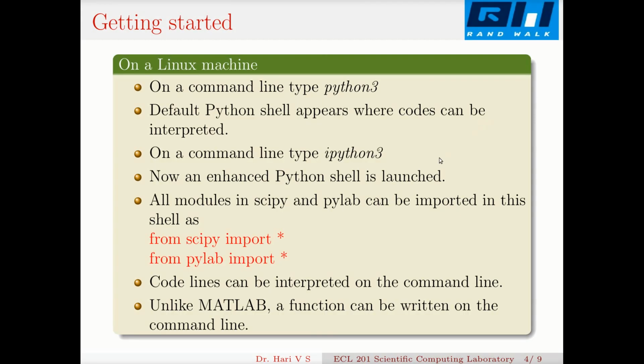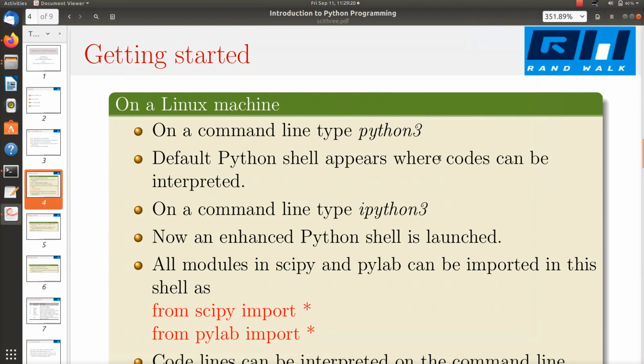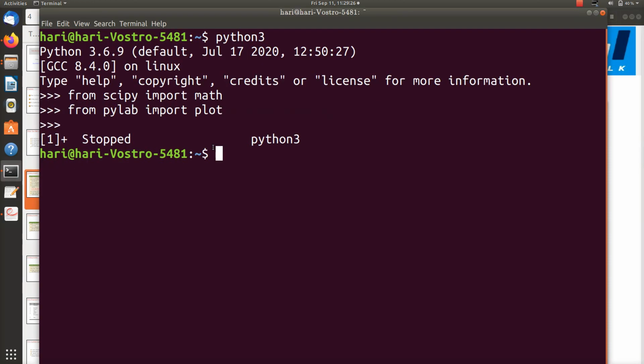Default Python is okay, you can use it for many applications, but it is wise to use an enhanced Python shell, something called IPython 3. So I type IPython 3 here, and I type in these codes. These code lines can be interpreted on the command line, and unlike MATLAB, a function can be written on the command line. If you are familiar with MATLAB and Scilab, you know that functions cannot be written on the command line, but here with IPython you can write a function on the command line. I will tell you about these things in detail.